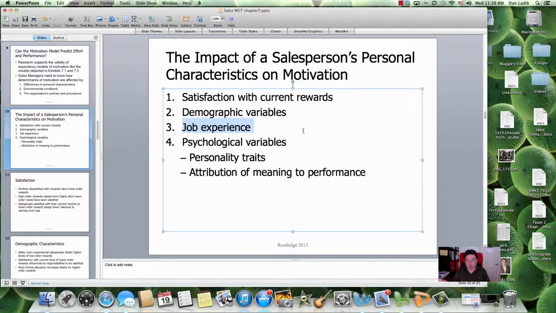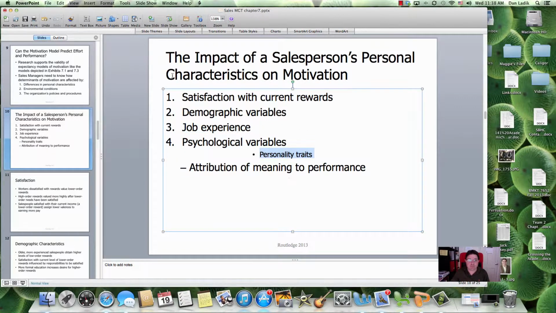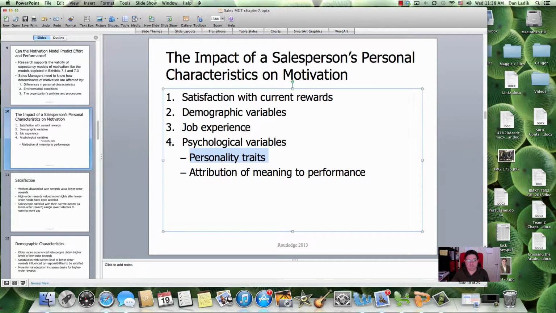How much job experience you have. Are you a rookie versus a veteran? And then we have our personality traits and how we attribute these all to our performance. Attribution means to attribute.